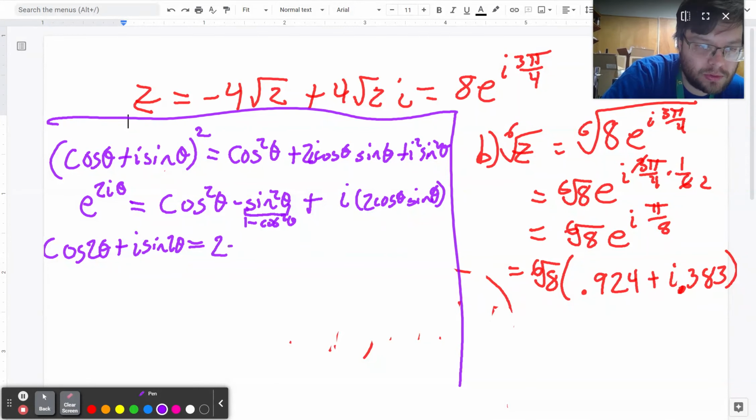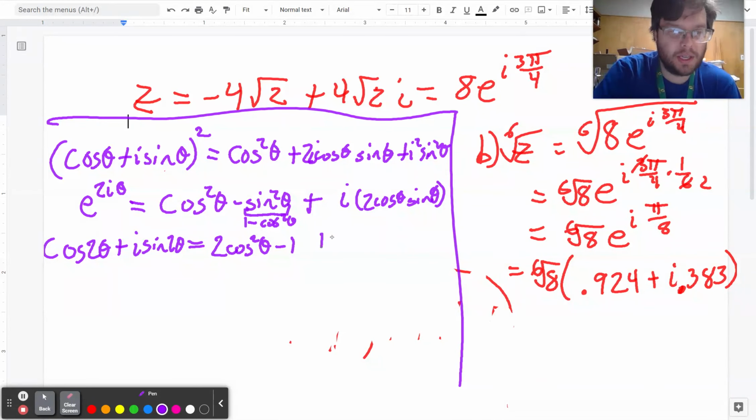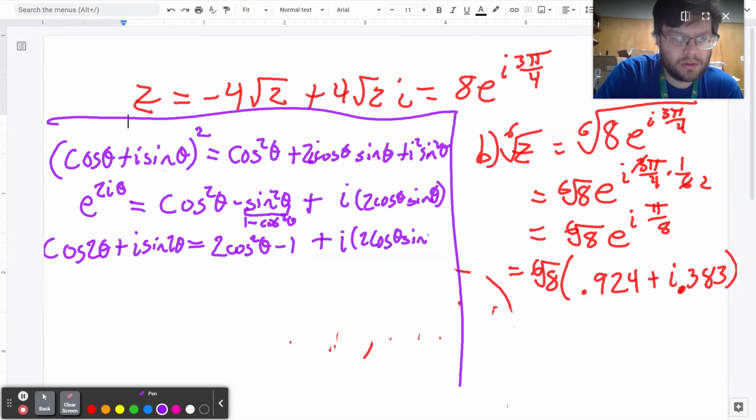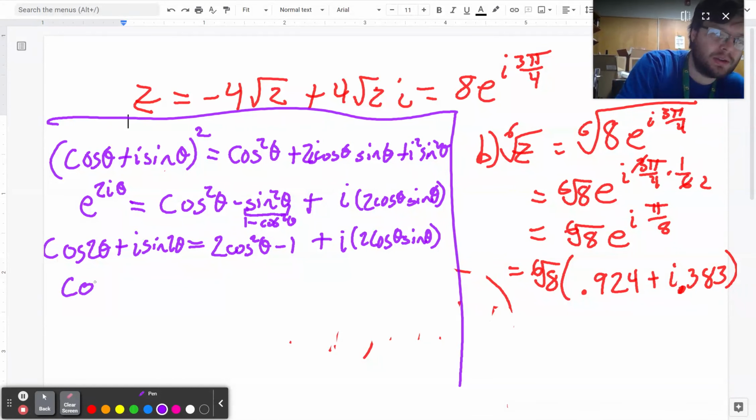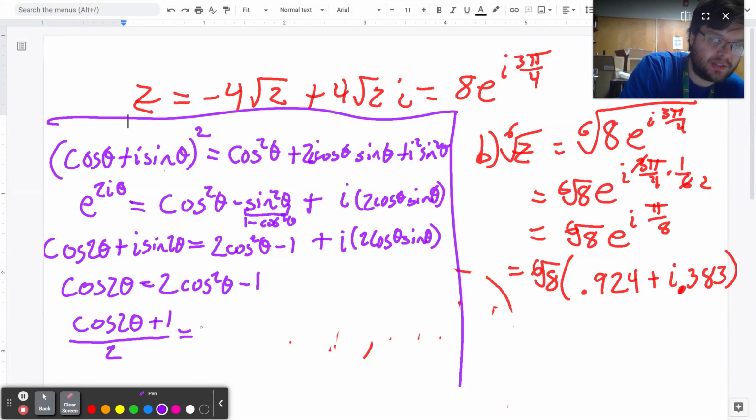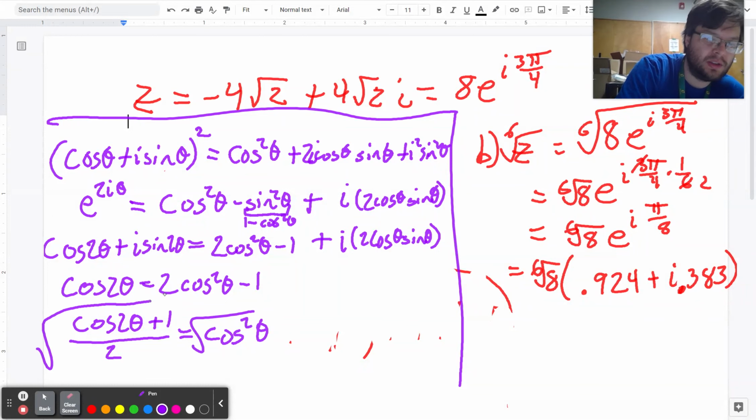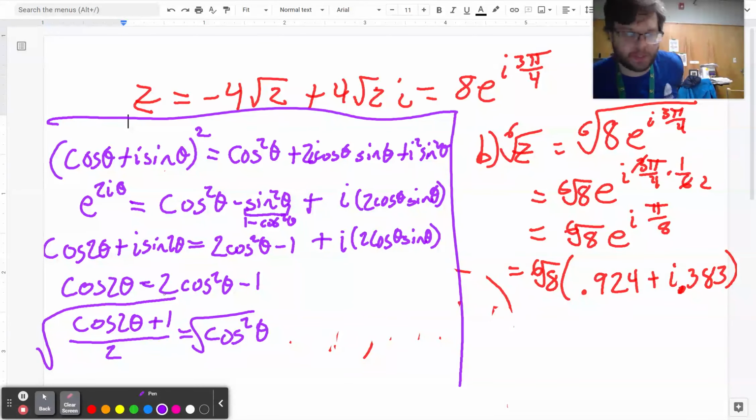So we have 2 cosine squared theta minus 1. And then I have here, I'm going to deal with this later. So what this means is that cosine of 2 theta is 2 cosine squared theta minus 1, or if I solve like this, I get cosine squared theta, so I can square root it, and I'll get that. Great. So that's what I need. That's like my half angle formula.